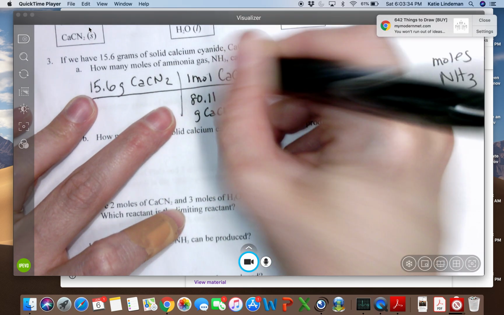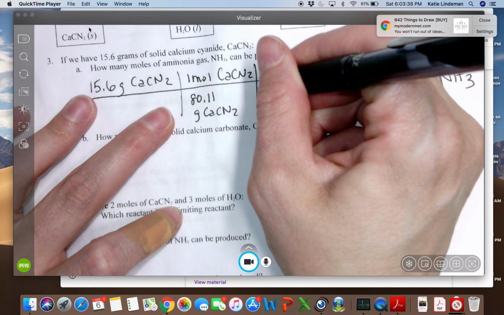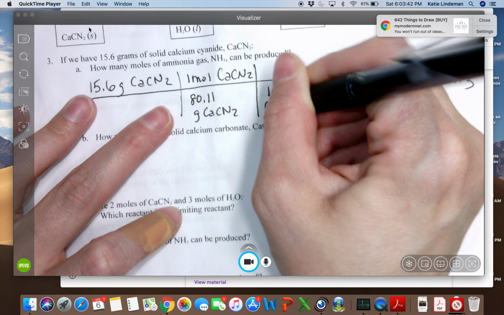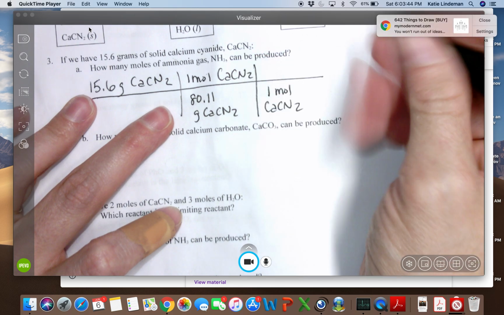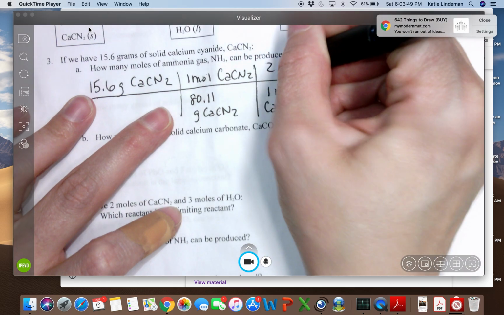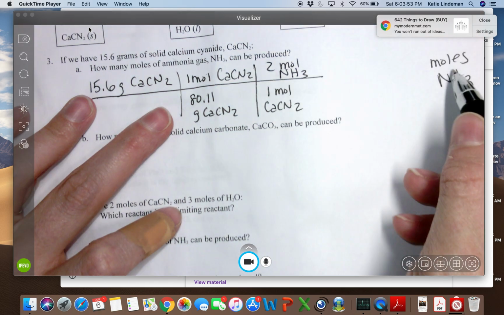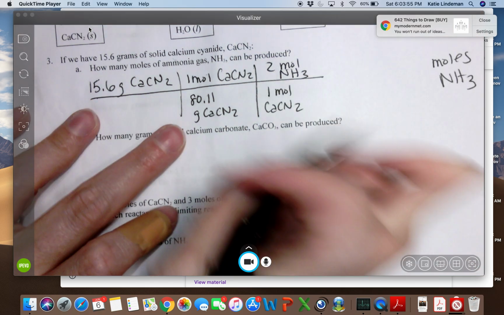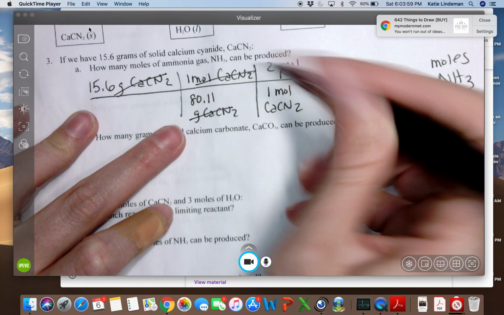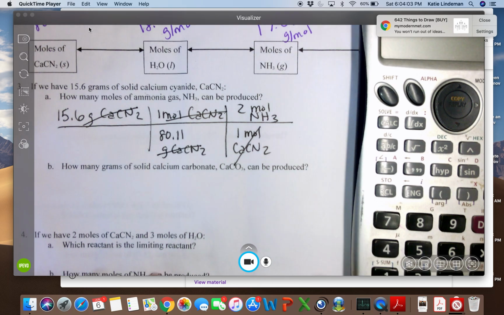And then this is where I use my molar ratio. And again, my coefficient in front of calcium cyanide was 1. So 1 mole of calcium cyanide. My coefficient in front of ammonia is 2. So 2 mole of ammonia. And I got to my final unit, so I'm done. Grams of calcium cyanide cancels, moles of calcium cyanide cancels. Okay, so now I just have to do the math.